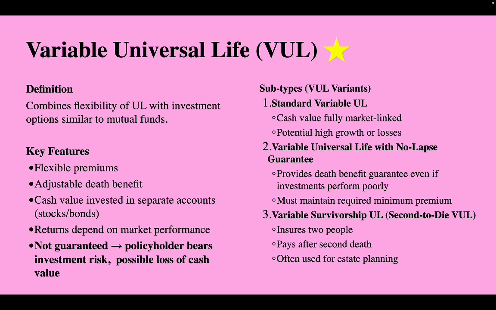but also higher risk. Some policies provide a no-lapse guarantee, ensuring the death benefit remains in place even if investments perform poorly, provided minimum premiums are paid. Variable Survivorship Universal Life covers two people and pays after the second death, often used for estate planning. This type of insurance suits clients seeking long-term growth potential and willing to accept market risk.